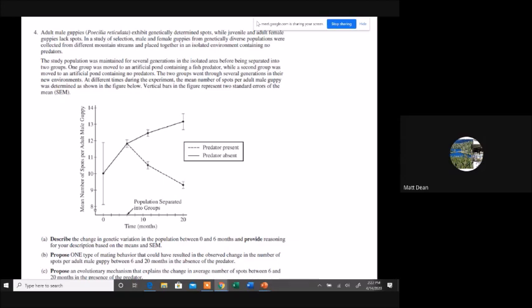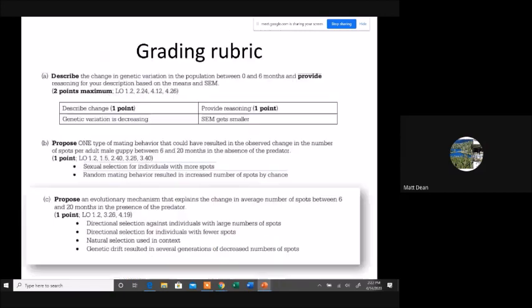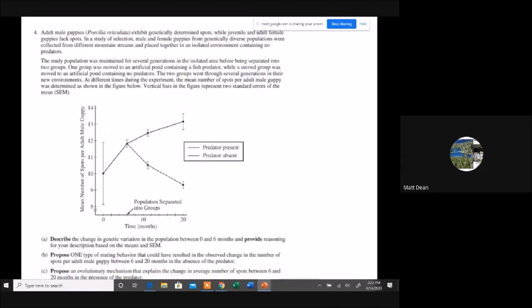All right, so we're looking at guppies here, which are a type of fish. And they exhibit genetically determined spots. And these are only in the male guppies. Juvenile and adult females don't have spots. So in a study of selection, male and female guppies from genetically diverse populations were collected from different streams, placed together in an isolated environment containing no predators. So we're starting with no predators in the pond.